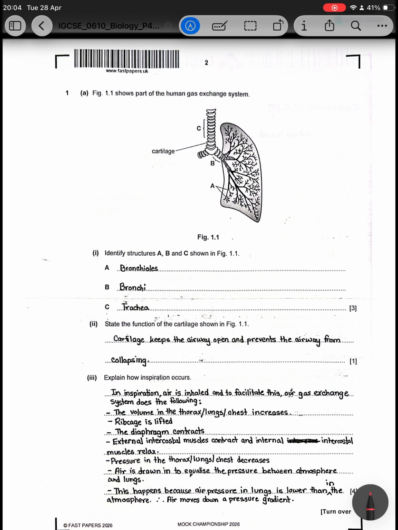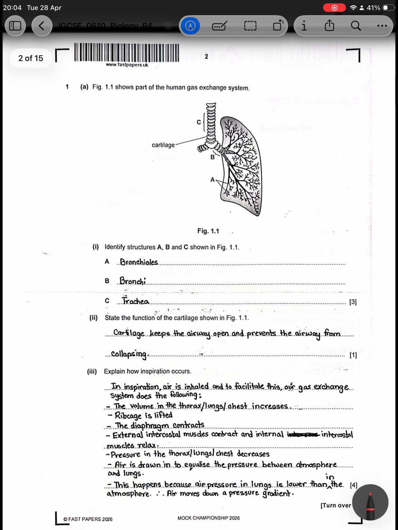So in this diagram we can see that there is a cartilage on top of which there is a structure labeled C, and below that, starting the branching section, is a structure labeled B, and A is labeled by smaller, more branched out structures. So identify structures A, B, and C shown in figure 1.1. So A will be bronchioles, B will be the bronchi, and C will be trachea.